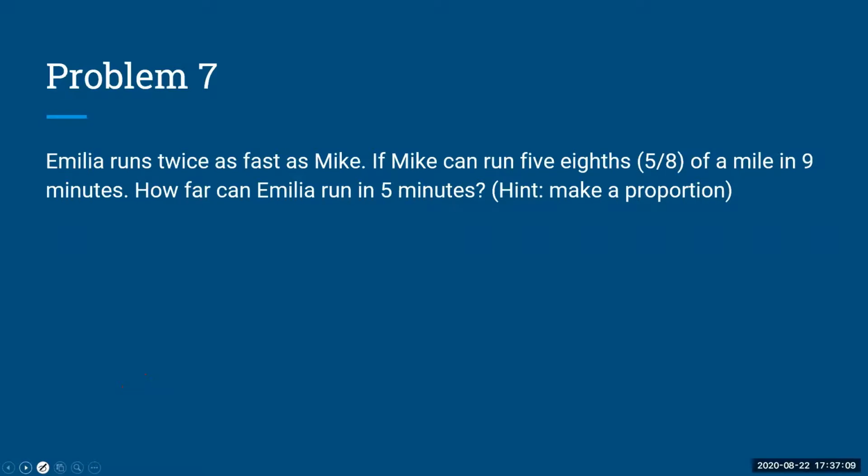Okay. Amelia runs twice as fast as Mike. If Mike can run 5/8 of a mile in 9 minutes, how far can Amelia run in 5 minutes? And a hint is to make a proportion to help you figure this out. You guys may or may not be stumped. Most likely not be stumped because you guys are pretty smart. But we'll see.